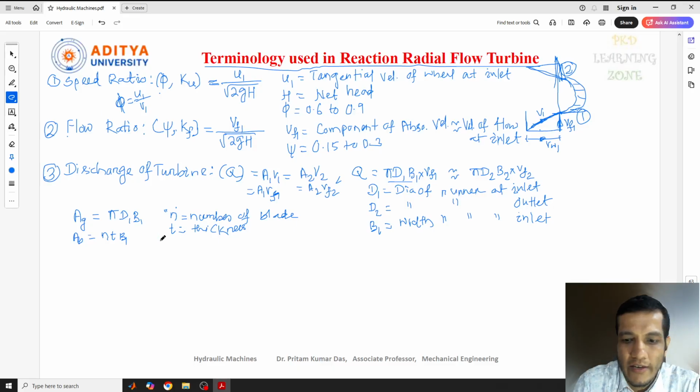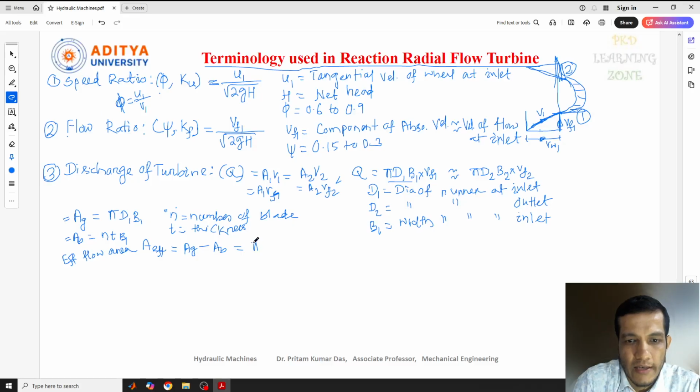Now what is the effective flow area? This is the gross area and this is the blade area. Now if I want to calculate the effective flow area, I can write area effective equal to the total gross area minus the area of the blade. So this one minus this.